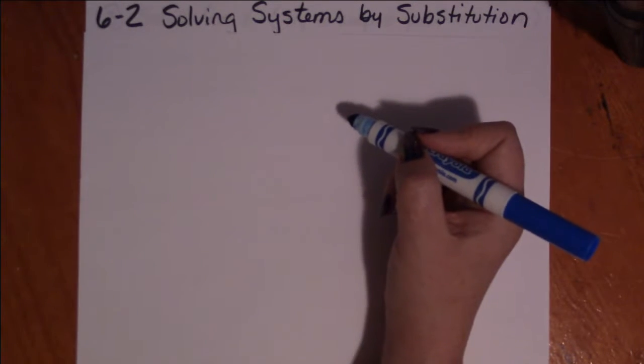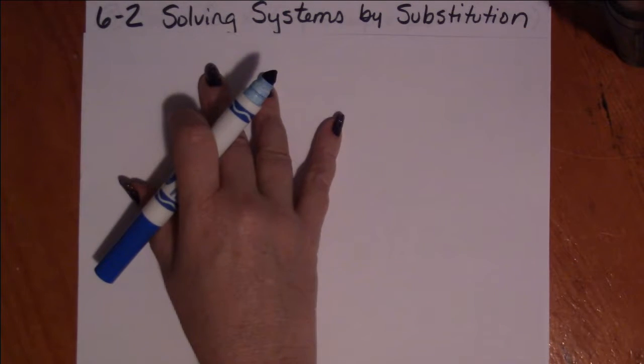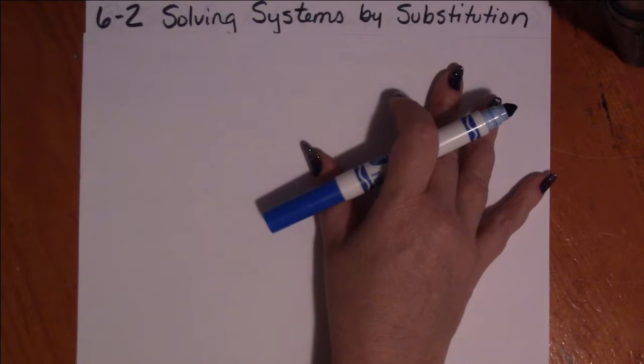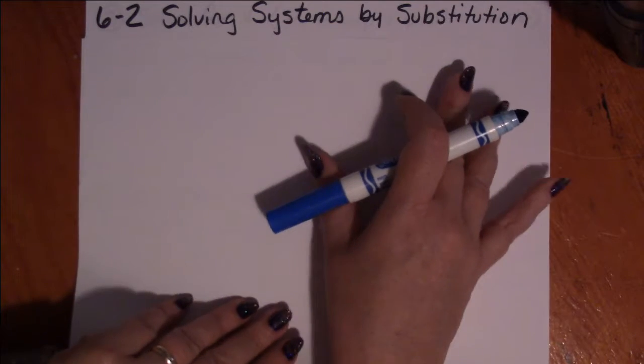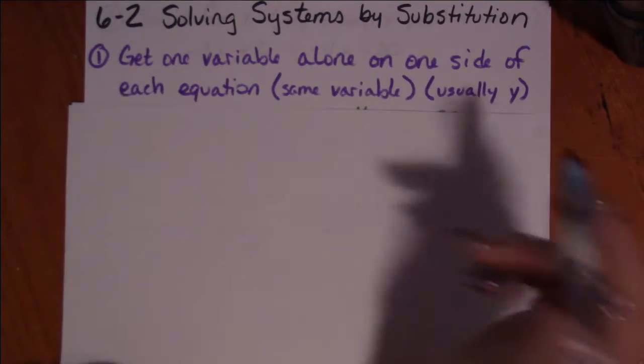Hello and welcome to Chapter 6, Section 2. Here we're solving systems of equations by substitution. This is by far my favorite way to solve systems of equations. I think it's the easiest. You get to have your own opinion.